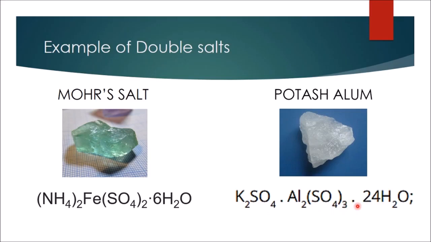K2SO4.Al2(SO4)3.24H2O. So again you can identify potash alum and double salts by the water of crystallization. So you have 24H2O over here. So this is again two salts. Now you have K2SO4, which is one salt, Al2(SO4)3, which is another salt. दोनों को mix किया और crystallize कर दिया, so you get potash alum.